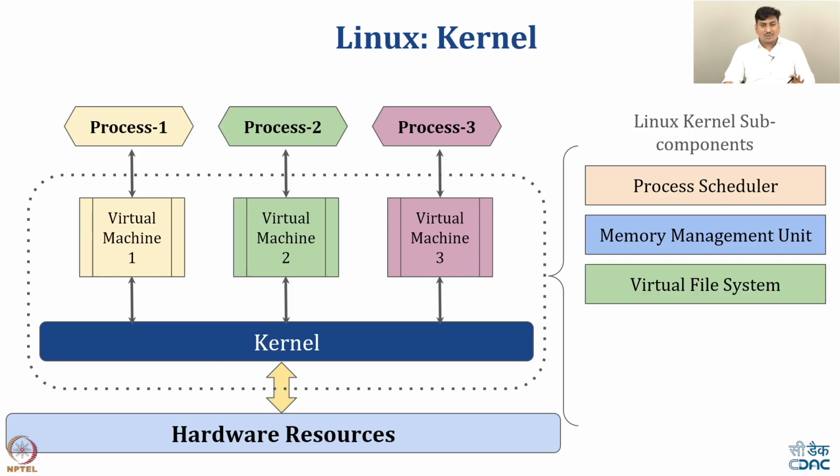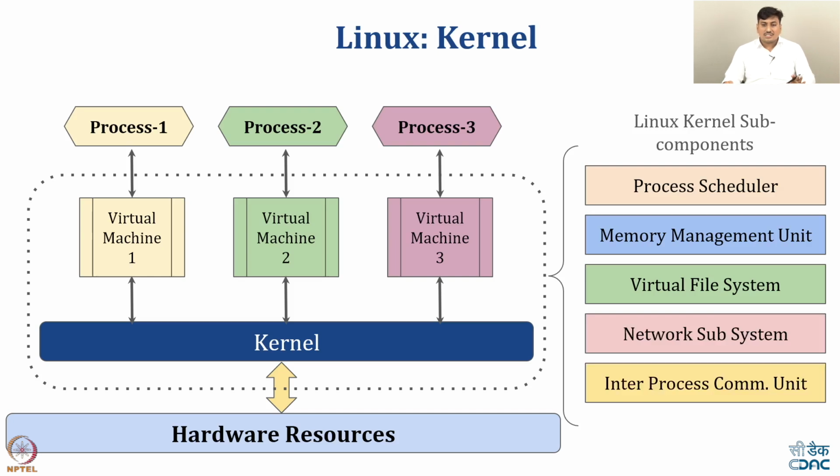Third one is the virtual file system. As I had mentioned, as soon as another process comes, the kernel creates one virtual machine for that particular process. So this virtual file system is responsible for all those tasks. Then another important component is the network subsystem, which manages all the network related aspects of the operating system.